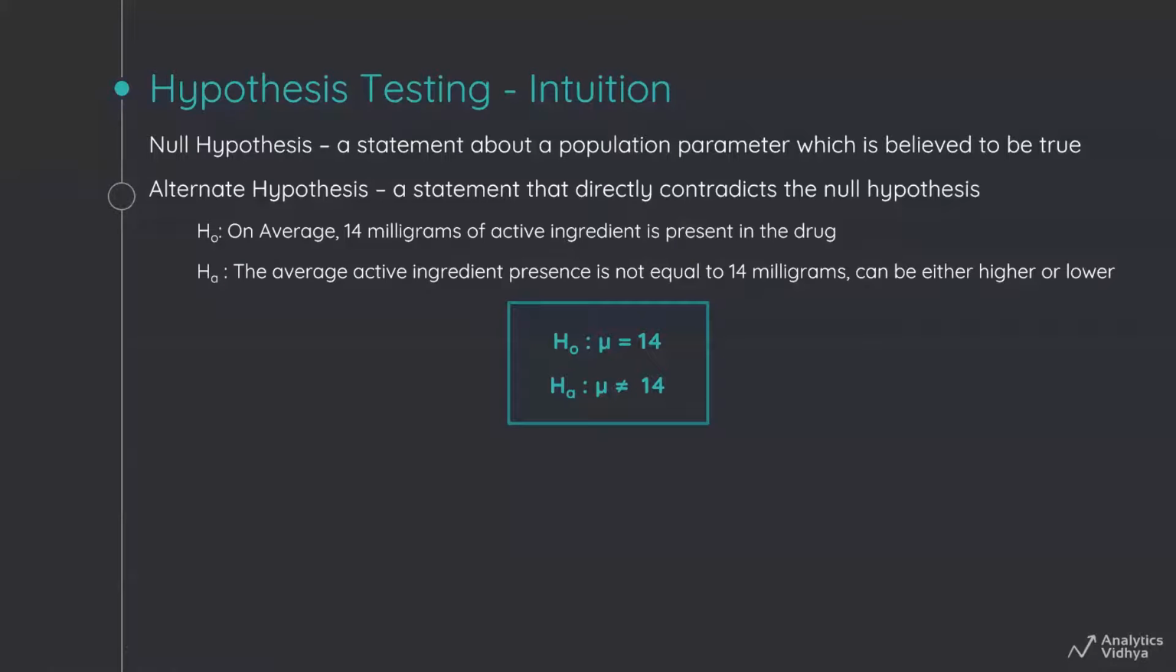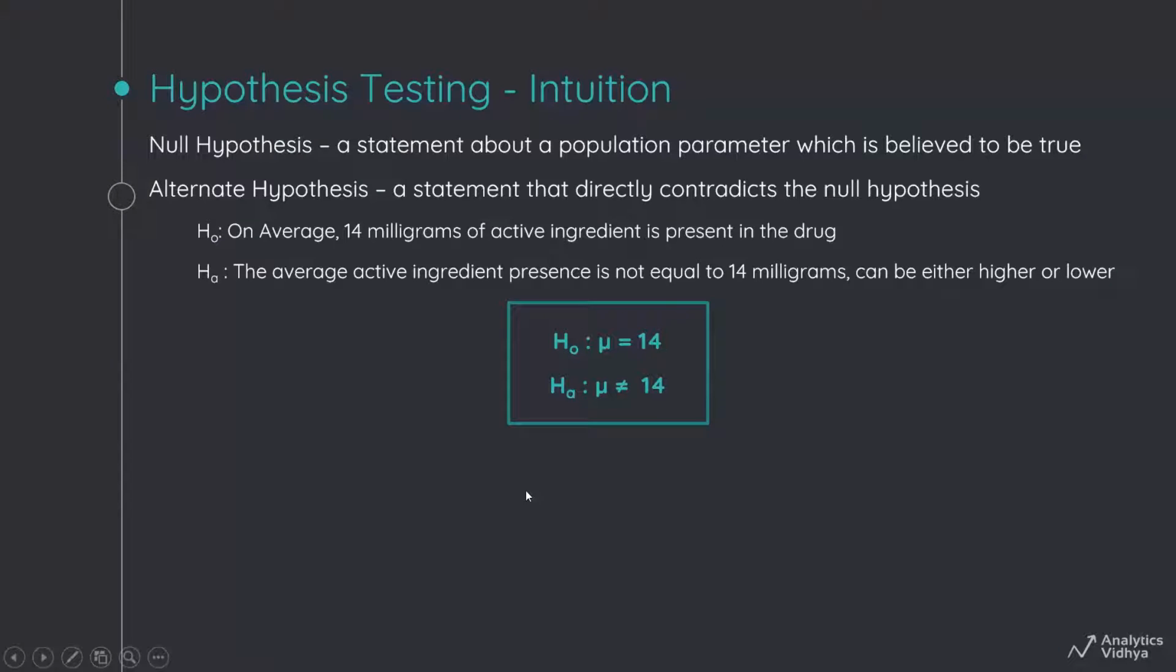So the formal definition: the null hypothesis is a statement about a population parameter which is believed to be true, and the alternate hypothesis is the statement that directly contradicts the null hypothesis. I think this is explained already. Now in the previous example, what would be our null hypothesis? It would be that the average composition of active ingredient in the drug is 14 milligrams, whereas my alternate hypothesis would be that the average value is not equal to 14 milligrams. It can either be less than 14 or greater than 14, but it's definitely not 14.